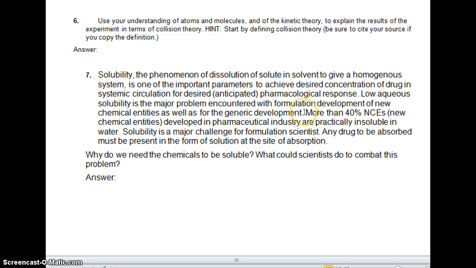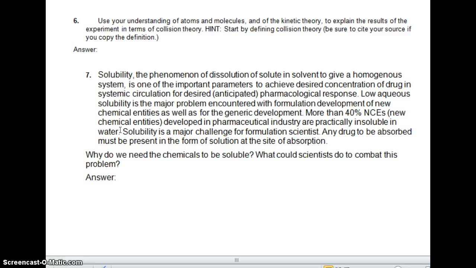More than 40%, almost half, of new chemical entities, or in other words, more than 40% of all the new prescription drugs that they come up with, developed in pharmaceutical industries, are practically insoluble in water. That means it's like putting oil with water. That means they can't dissolve and your body can't use them. Solubility is a major challenge for formulation scientists.